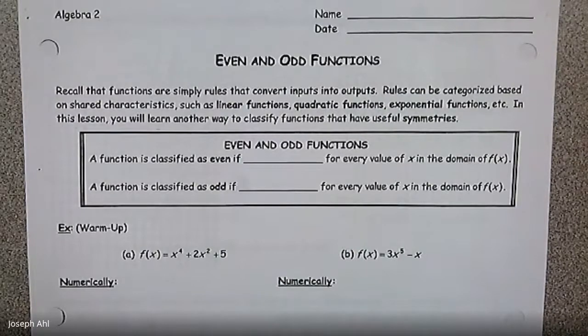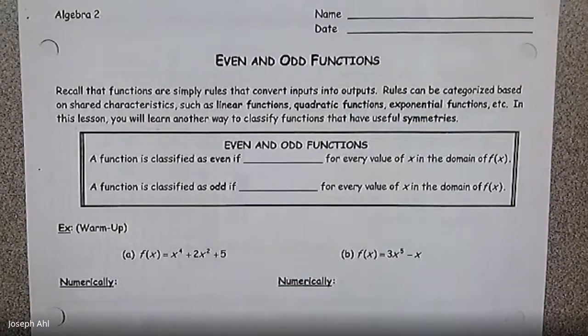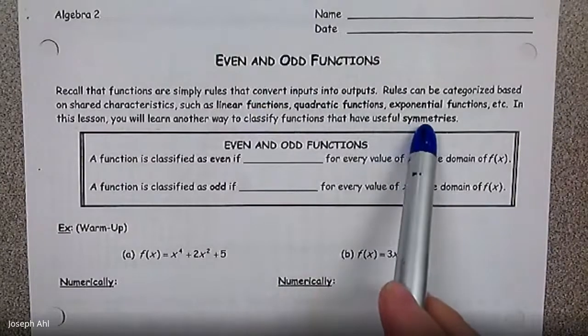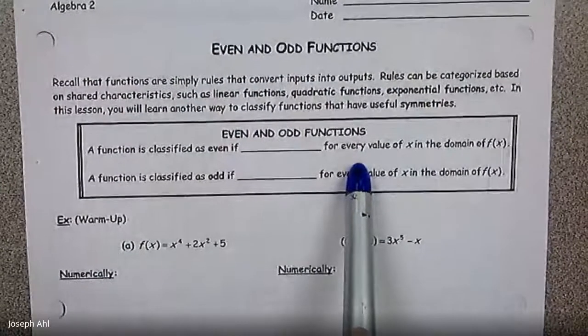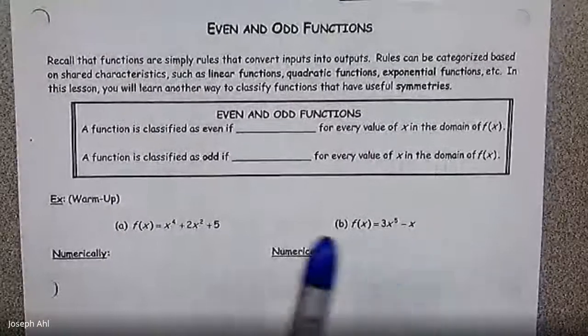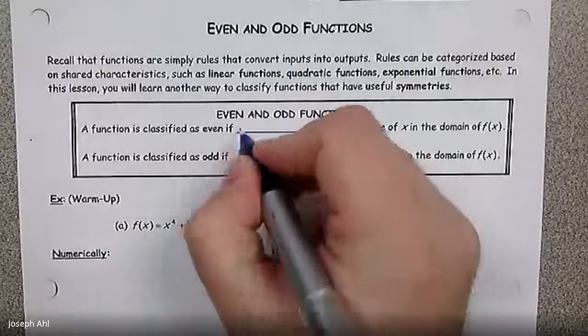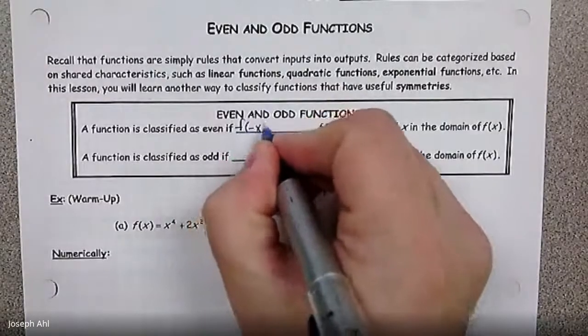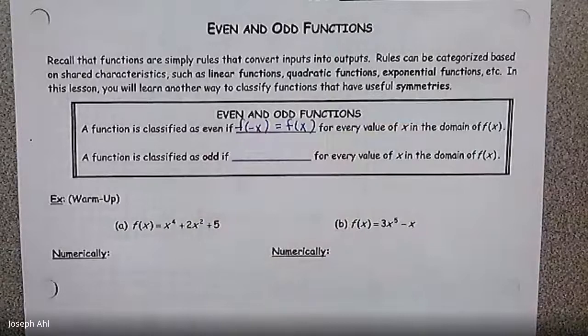So we're going to look at functions today that may be linear, quadratic, exponential, and we're going to be able to classify them as being even and odd based on some symmetries that we notice. So the main idea is in this box up here, it says a function is classified as even if the following is true for every value of x in the domain of f of x. And I'll tell you something's even if f of negative x is equal to f of x.